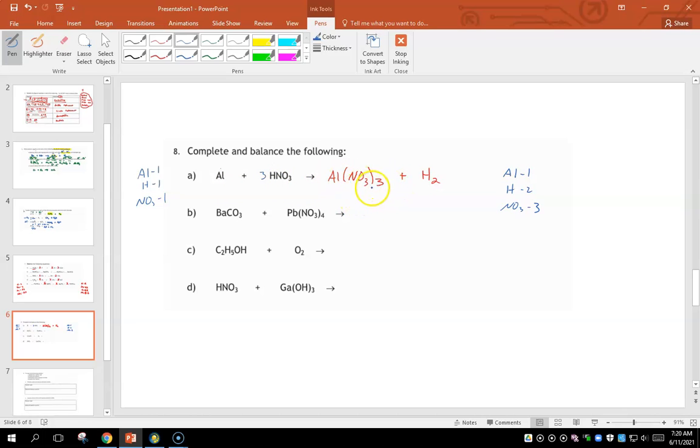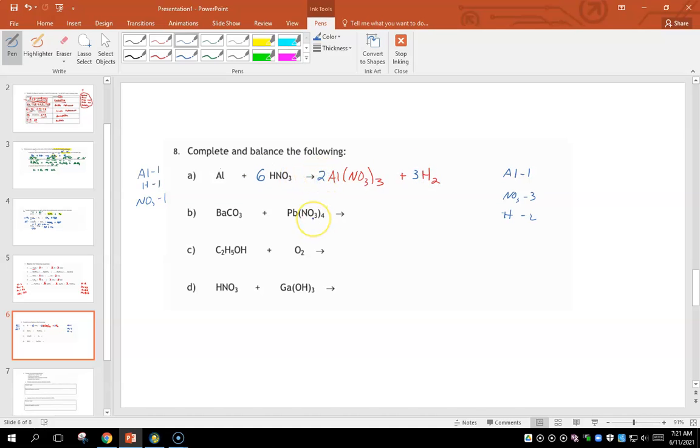So I'm going to have to do something that allows a 3 and a 2 to become the same number. Okay, so we just do a lowest common denominator. So I can't put a 3 there because while that does fix my nitrate, it does not fix my hydrogen. Right? So what I'm going to do is take the lowest common denominator between 3 and 2, which is 6. And I'm going to assign a 6 here. And a 3 there, and a 2 there.